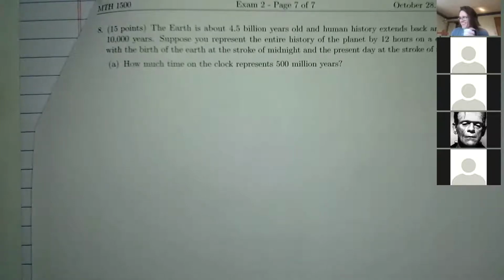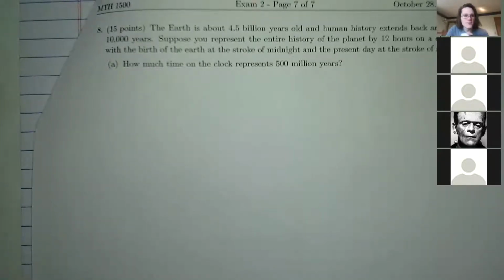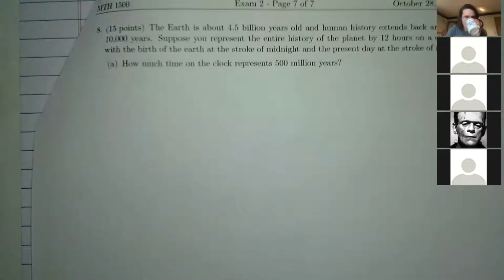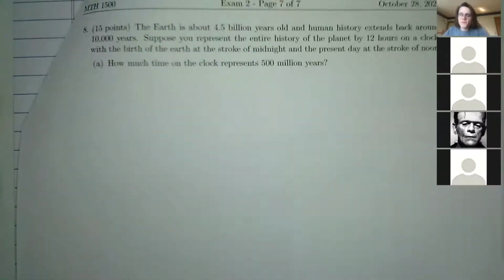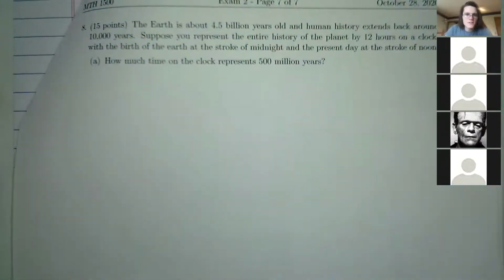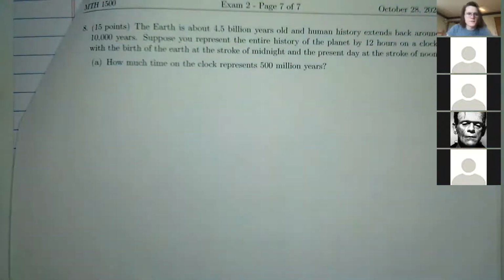Anyway, I also wanted to go over problem 8. Again, I'll sketch it. We'll do some of it. This one is another one where we're doing unit analysis, and it might not seem like unit analysis, but it is. So let's give it a go. Let me move this out of the way.